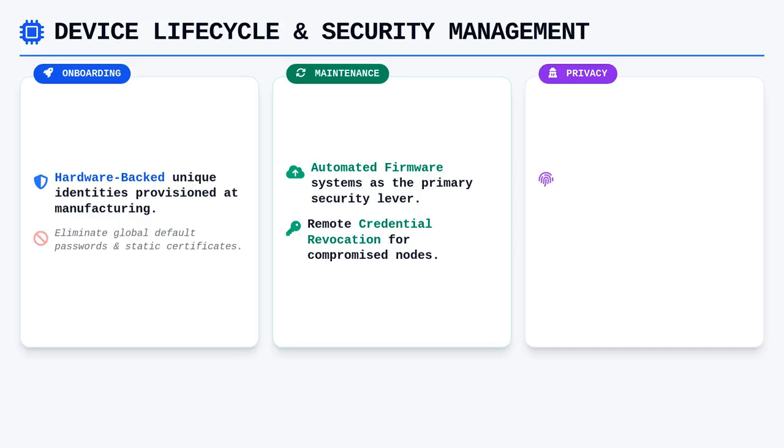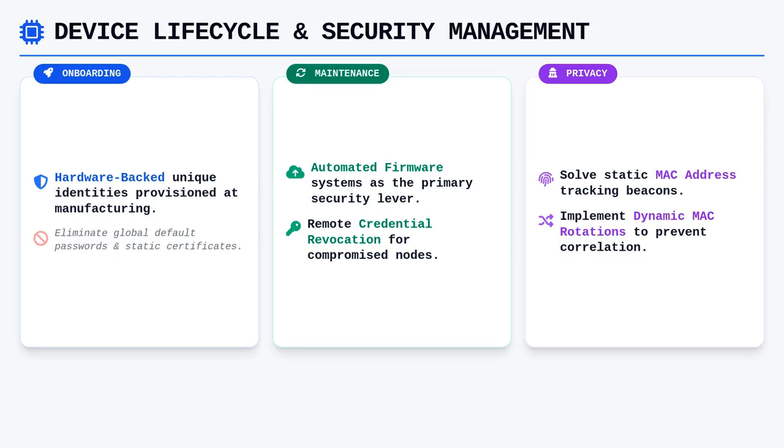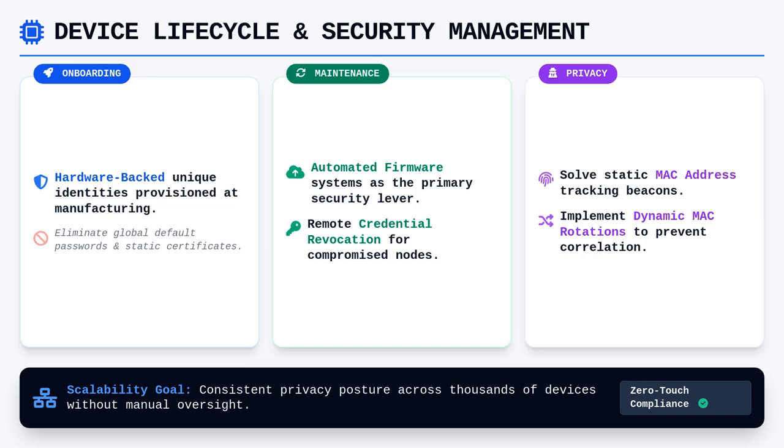We must also address the issue of network-level identifiers, as hardware MAC addresses are static and can easily serve as persistent tracking beacons for anyone monitoring local wireless signals. To mitigate this, we should configure edge devices to perform dynamic randomized MAC address rotations, which makes it significantly harder for adversaries to correlate long-term activity with a single physical unit. Establishing these automated patterns ensures that our privacy posture remains consistent across thousands of devices without individual manual oversight, which is simply not feasible in large-scale deployments.